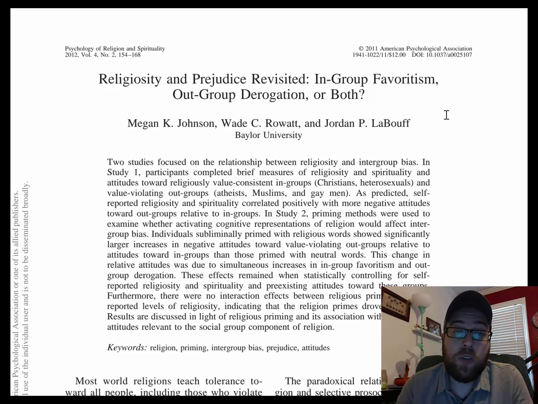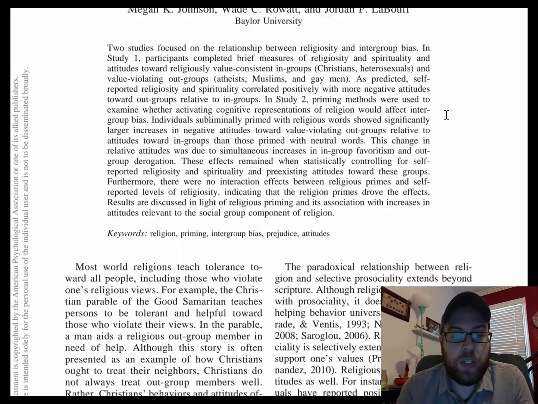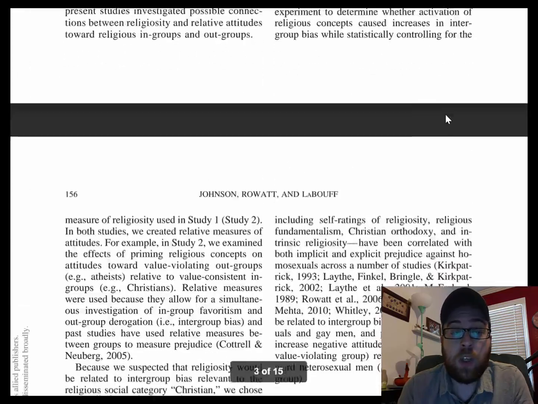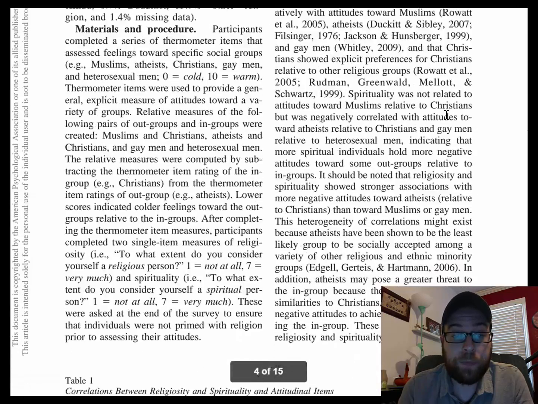I thought I'd show you a section of the results from a paper that we published a couple of years ago in Psychology of Religion and Spirituality. What we are interested in here is looking at the relationships between general religiosity and prejudice towards a variety of different religious outgroups. What we found in this study can be summarized in a correlation table.